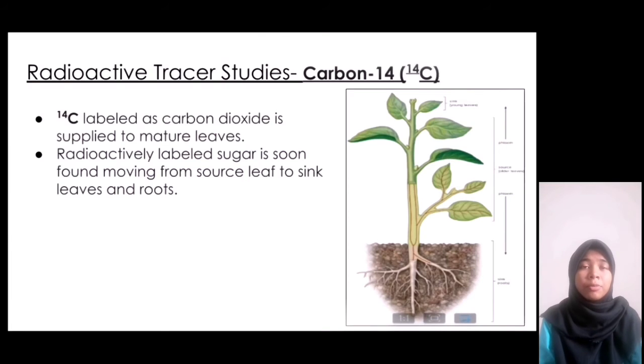Okay, so let's move to the next slide, where we can see the radioactive tracer study using carbon-14. The carbon-14 labeled as carbon dioxide is supplied to the mature leaf. Radioactively labeled sugar is soon moving from the source leaf to the sink leaf and roots. As you can see, there is a picture provided that shows which is the source and which is the sink.